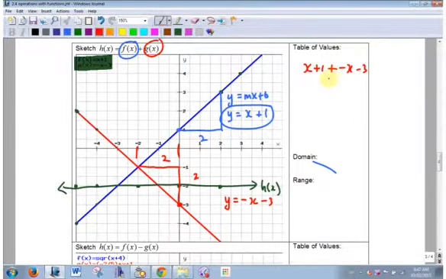x and -x, how many x do I have? 1 minus 3. Does that make sense? It's negative 2. I don't care what x and y are. It's always minus 2. Okay?